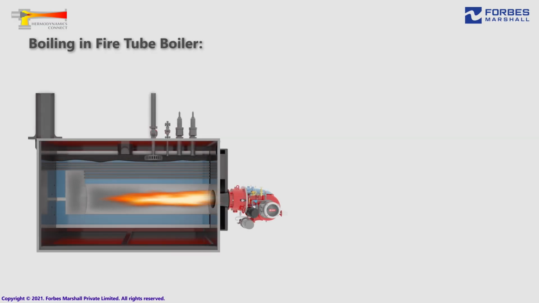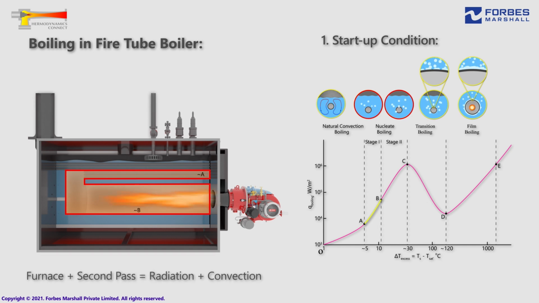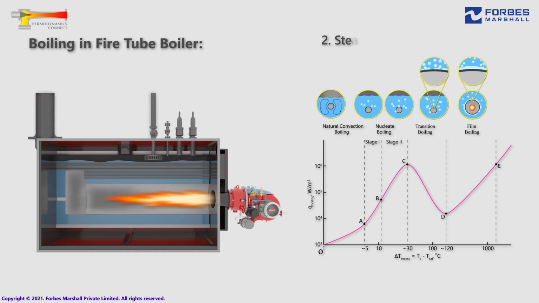If we apply all this understanding to boiling in a fire tube shell-type boiler, then we can draw the following conclusions. During starting conditions, the third pass observes natural convection boiling until steady-state conditions are achieved, whereas the furnace and the second pass observe nucleate boiling until the steady operating conditions.